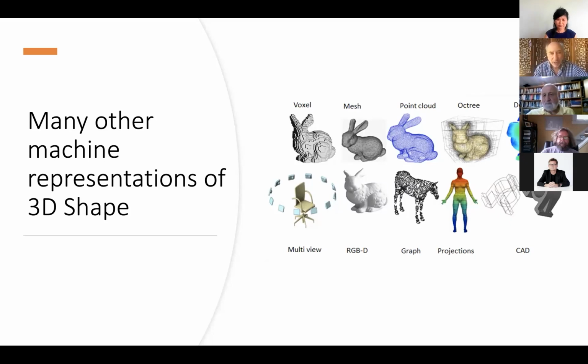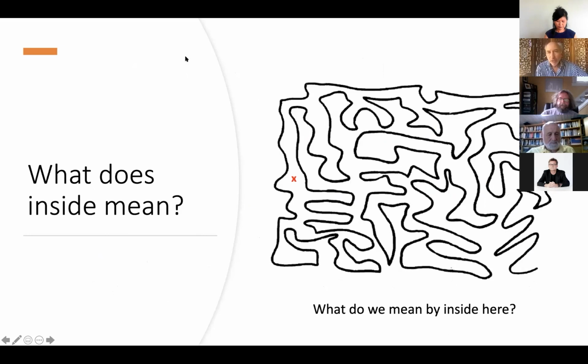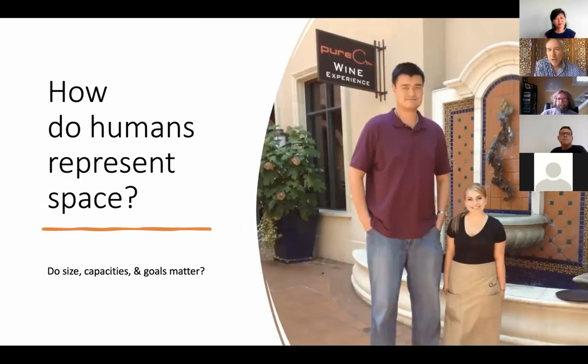Part of the question becomes: how do humans, how does the brain represent 3D space? So here's a very simple thing. What do we mean when we say inside here? Is X inside or is it outside? What would it mean to say it's inside? So when you ask questions about how humans represent space, you bump up against something quite obvious to ask anyway. Does our size, the nature of embodiment, matter to our conception of space? Do our capacities or our goals have an impact on space?